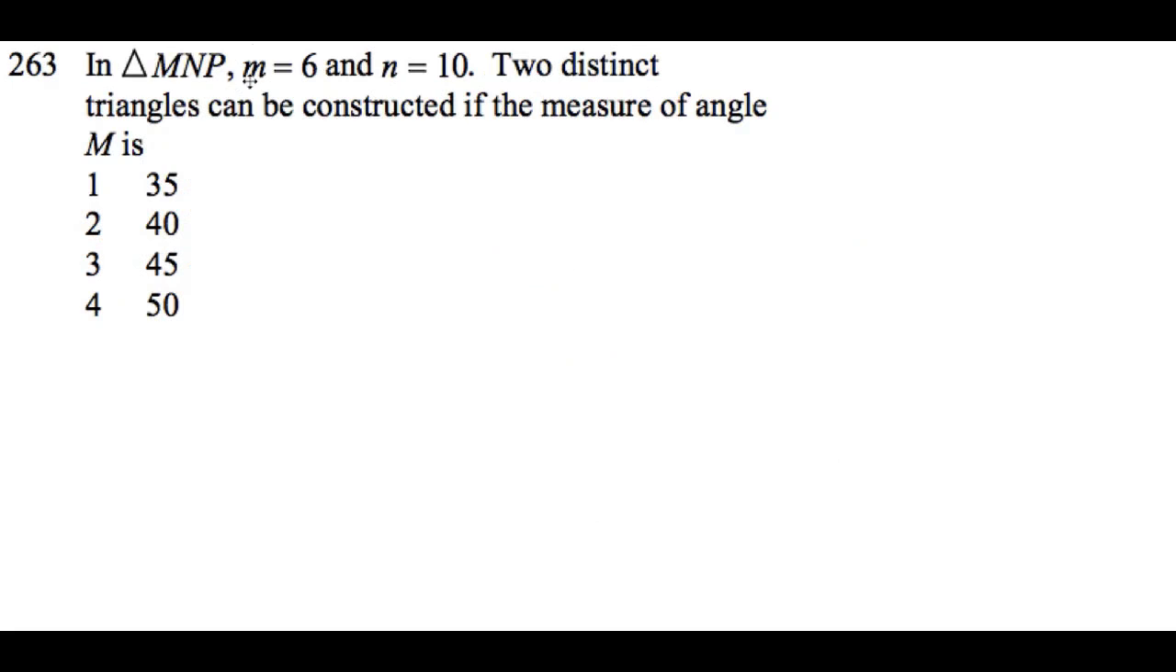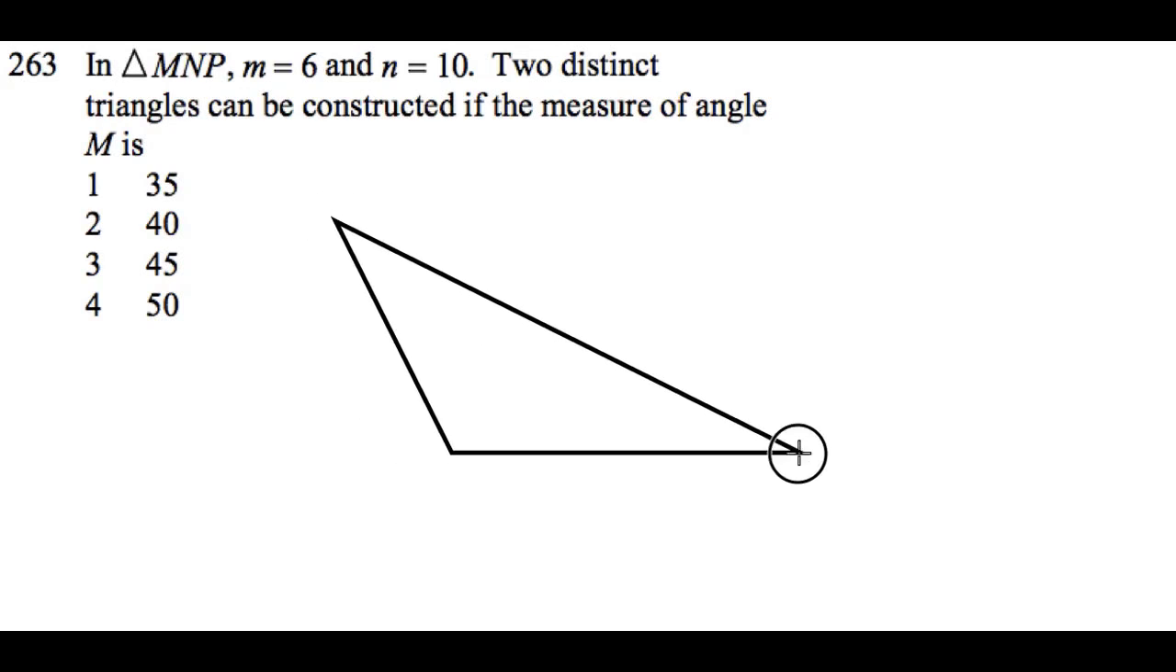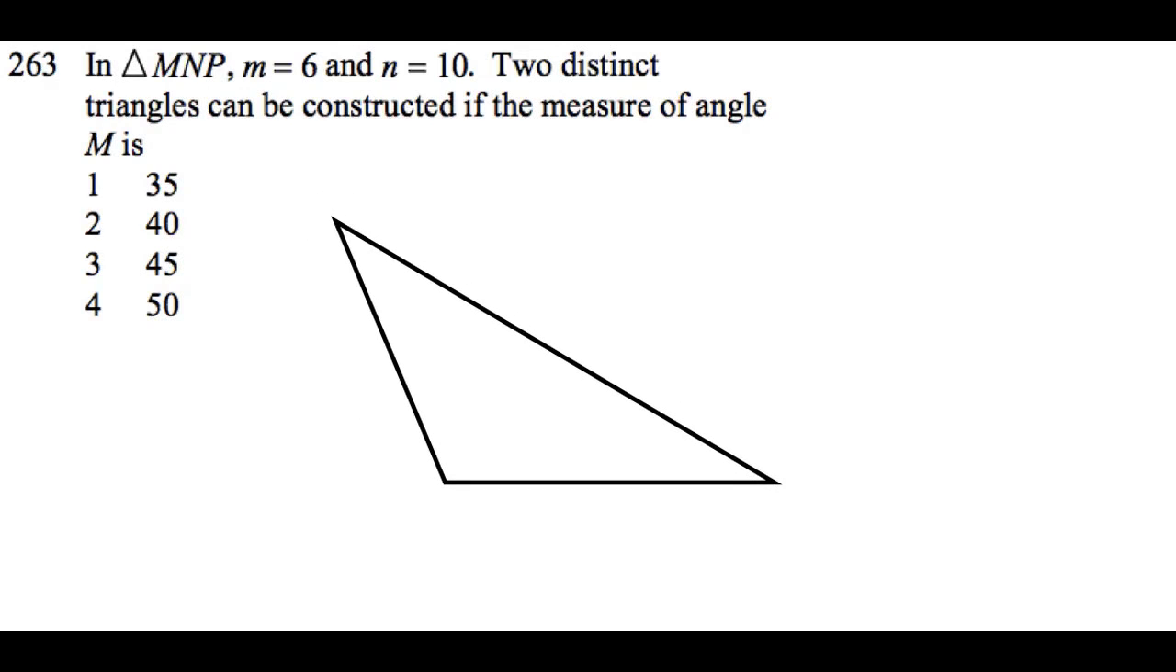So 263, here it goes. In triangle MNP, so let us try to sketch a triangle together. I'm going to say something like this. It's not drawn to scale, of course. M and P. Now, M is 6, N is 10, so this is 10. Now, what we are looking for is, if the measure of the angle M is, so we are looking for two triangles can be constructed. So what if we assume that this is 35 degrees?